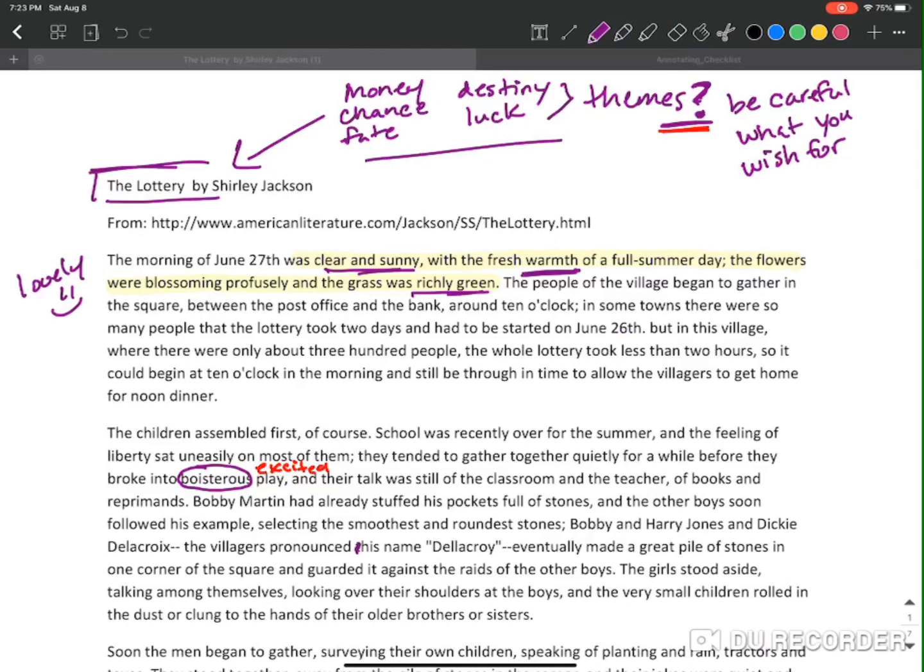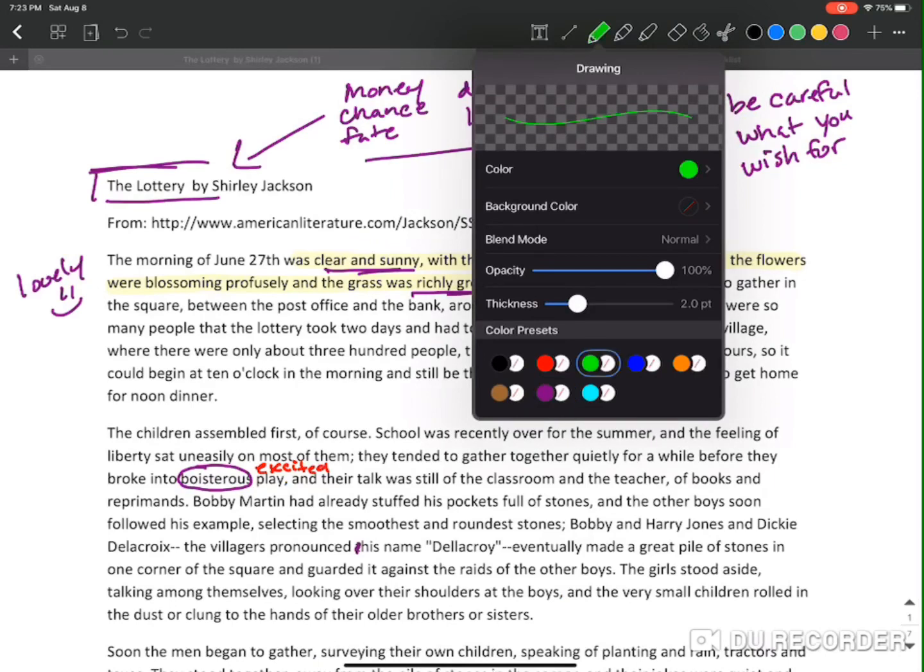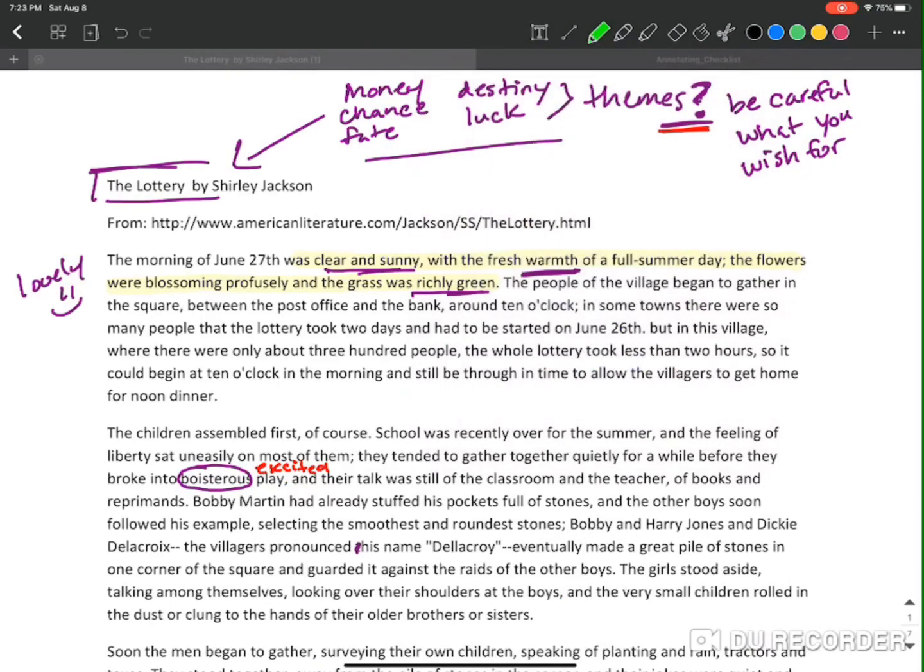The people of the village began to gather in the square between the post office and the bank around 10 o'clock. In some towns, there were so many people that the lottery took 2 days and had to be started on June 26th. But in this village, where there were only about 300 people, now I think this is a plot point. If you were getting one of those questions where they ask you basic stuff, this might be how many people were in the village. So I find this to be a plot point, and there were 300 people in the village.